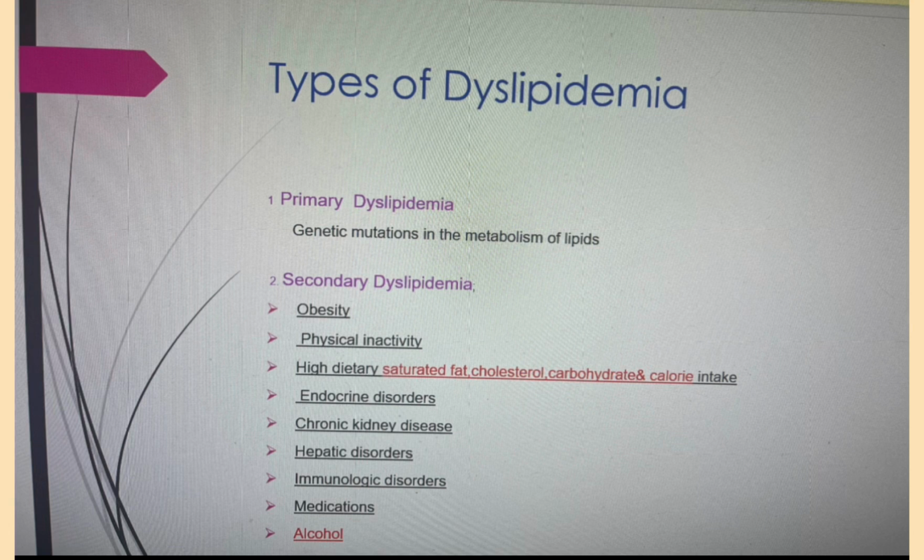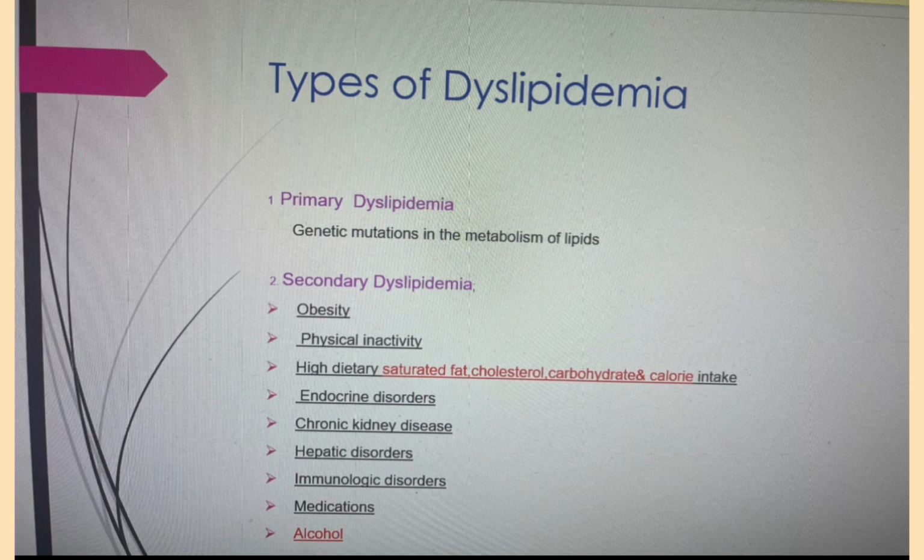Obesity, physical inactivity, high dietary saturated fat, cholesterol, carbohydrate, and calorie intake. Obviously, this is treated by diet correction. Then endocrine disorders like diabetes mellitus: the insulin resistance and the hyperglycemia will block the triglyceride lipolysis and the uptake of the LDL cholesterol, which leads to altered lab values and dyslipidemia.